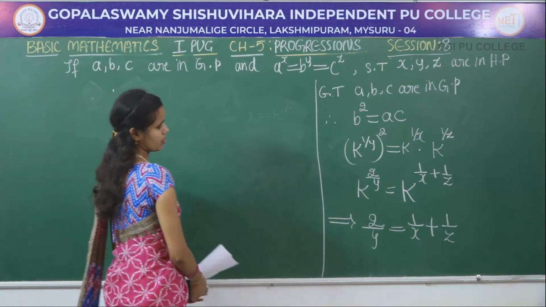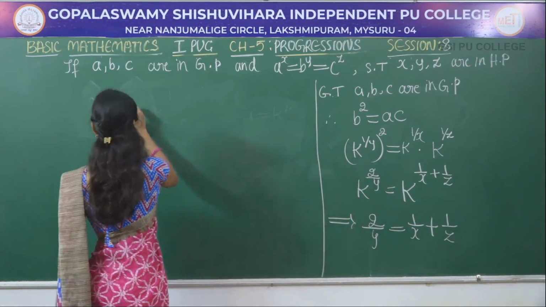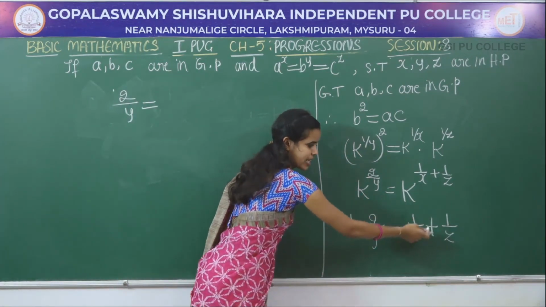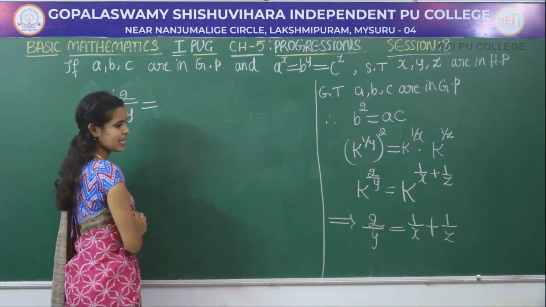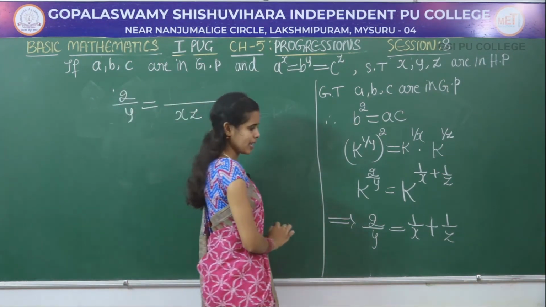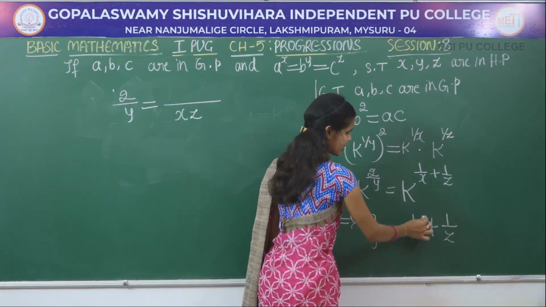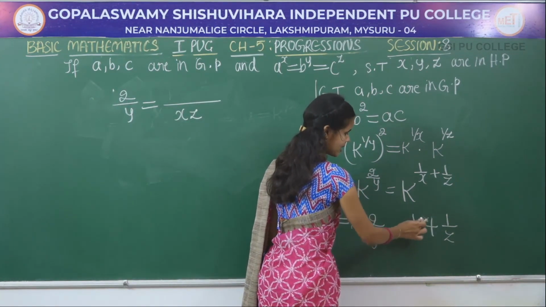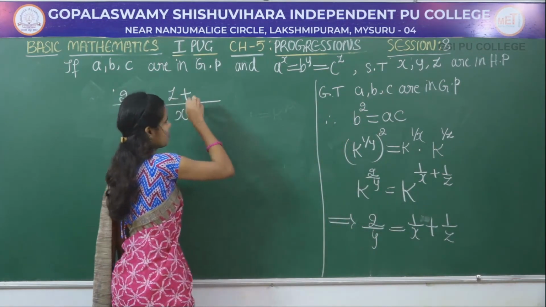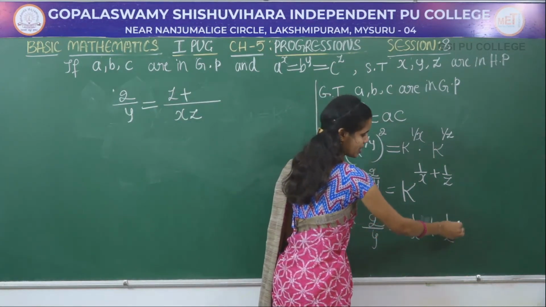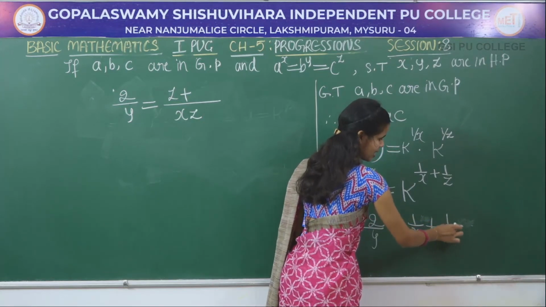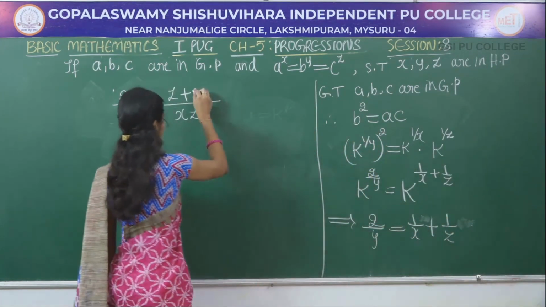So first consider 2 by y is equal to, so add these two terms. So find the LCM for the denominator. So the denominators are x and z, therefore the LCM is xz. So next multiply each term by the LCM. The LCM is x into z, x gets cancelled, the remaining term here is z into 1, z, plus next multiply this term by the LCM. The LCM is x into z, z gets cancelled, the remaining term here is x into 1, x.